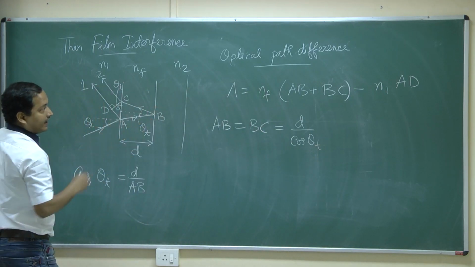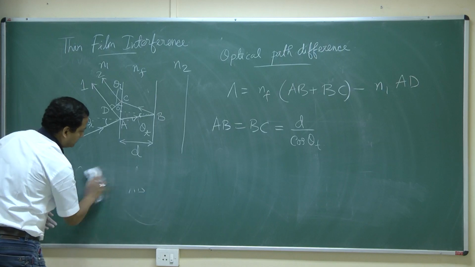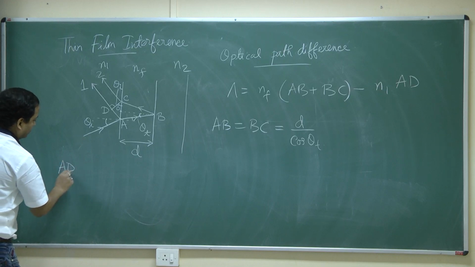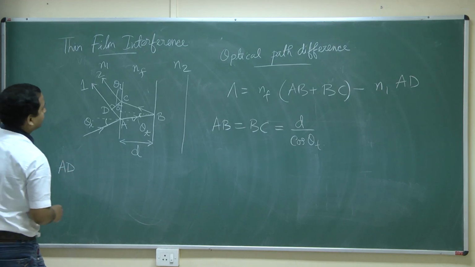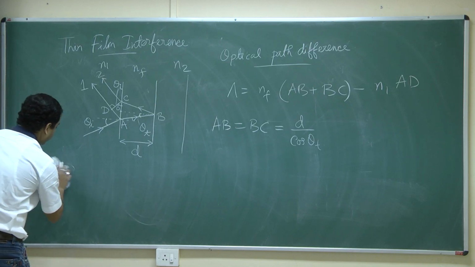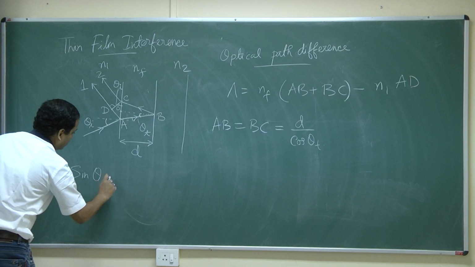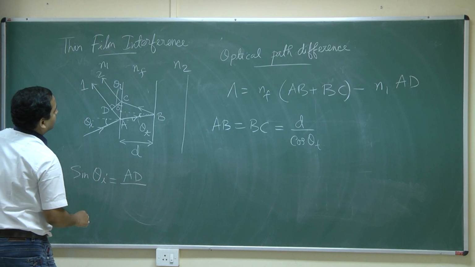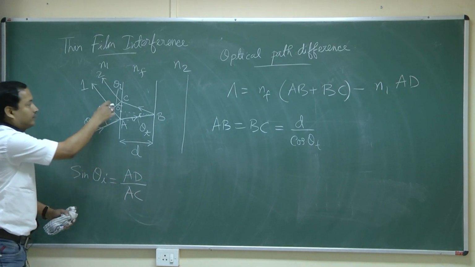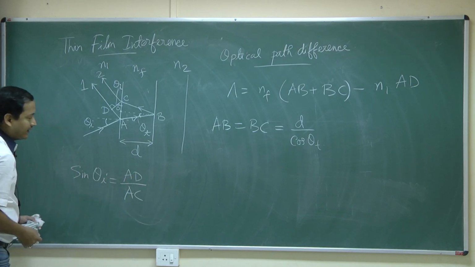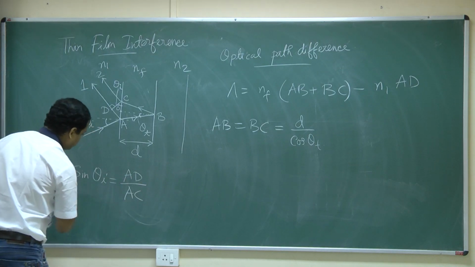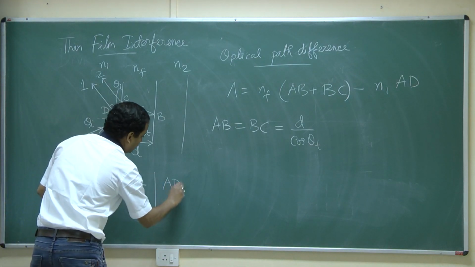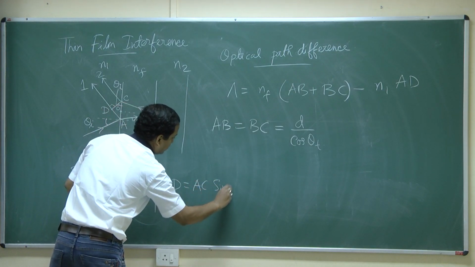Again, we are interested in AD also. So, let us talk about AD now. AD is this distance. So, this would be sine of theta I, that is we can say sine of theta I is AD by AC, right? So, AD is nothing but AC times sine theta I.